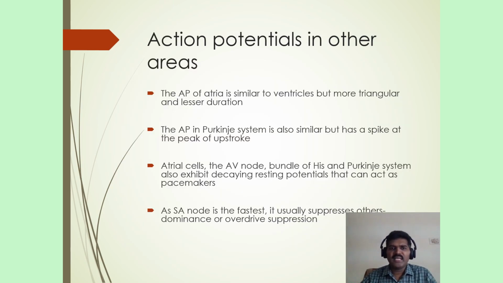Action potentials in other areas. Action potential in atria is similar to ventricles but more triangular and of lesser duration. The action potential in Purkinje system is also similar but has a spike at the peak of the upstroke. Atrial cells, AV node, bundle of His, and the Purkinje system also exhibit decaying resting potentials that can act as pacemakers. SA node is the fastest, usually suppresses the others. So dominance or overdrive suppression is the cause for SA nodal dominance.